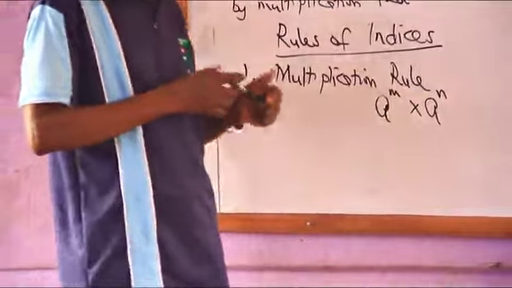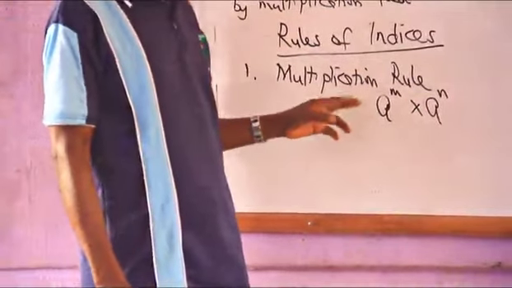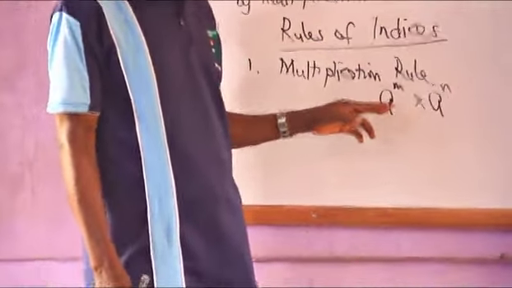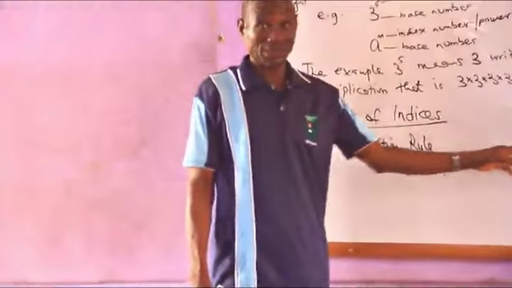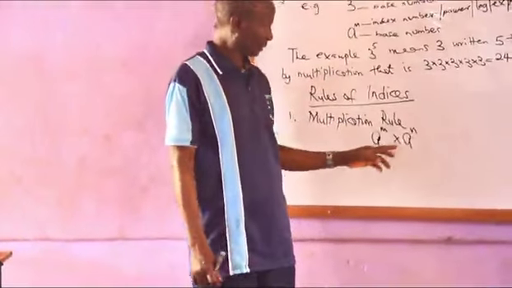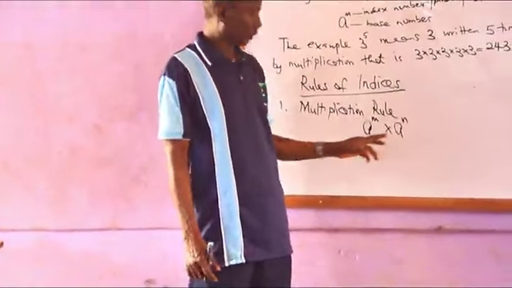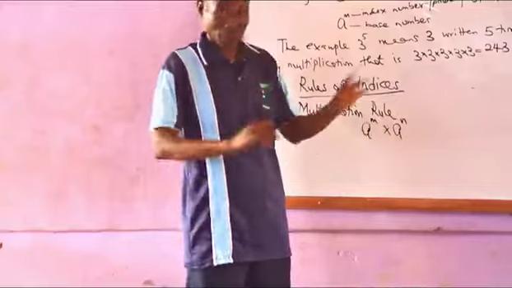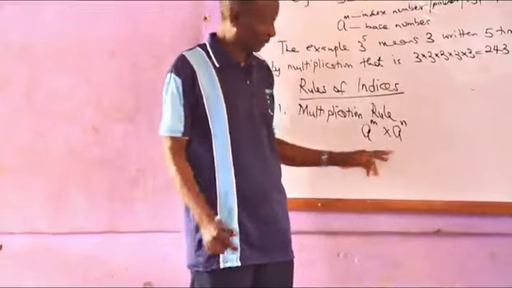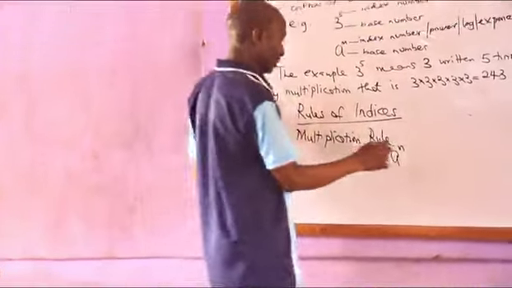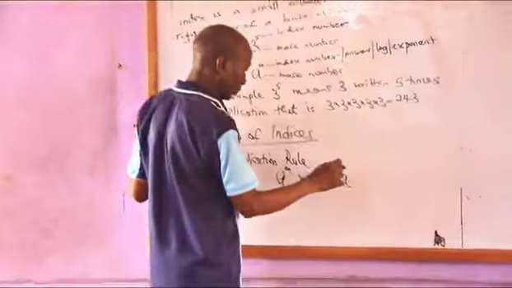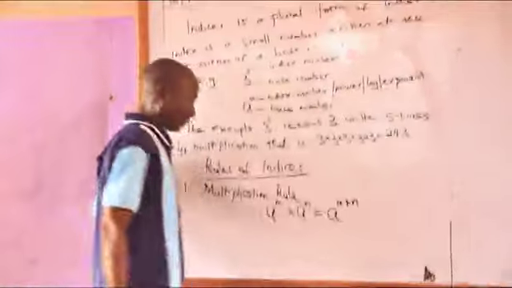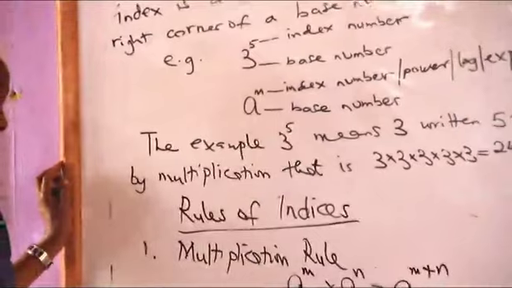The important thing you have to consider in this rule is that all the bases must be the same. I cannot have A here and have B here. It should be A and A, but the powers may not be the same; the base must be the same. So the rule just says, if you want to get the solution, you say A raised to M plus N. You just add up the powers.